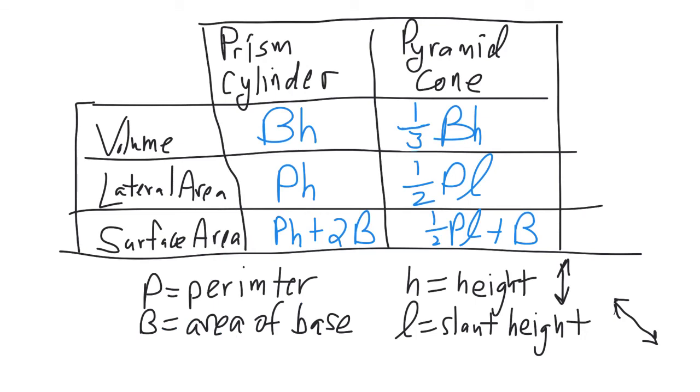All right, you can probably see this unit is all about formulas, and so we're finding volume, lateral area, and surface area of prisms or cylinders, and of pyramids or cones. P is for perimeter of the base, B is for area of the base, H is straight up and down height, and L is the slant height. Use these formulas, and don't forget your units. Cubic units, square units, square units.